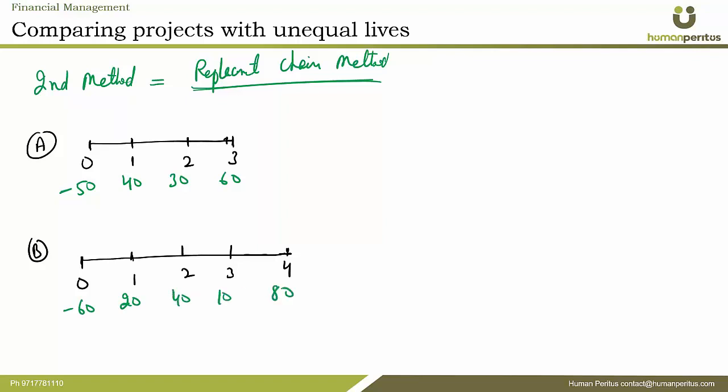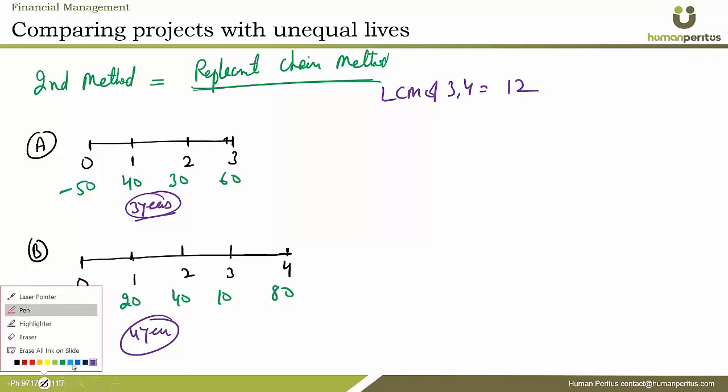I have to compare project A and B. How do we do that? This method says that the first thing we do is note that this project is for 3 years and this is for 4 years. So I take the LCM of 3 and 4, which is 12, and I extend this project up to 12.